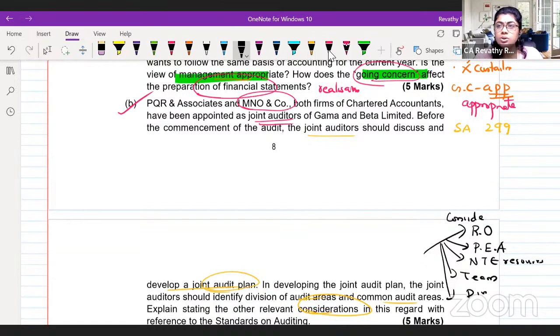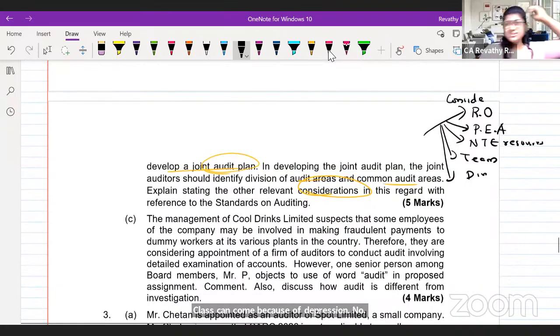And a loss alone is not an indicator. Loss alone is not an indicator of going concern violation. Loss can come because of depreciation, no? And if okay, put C.